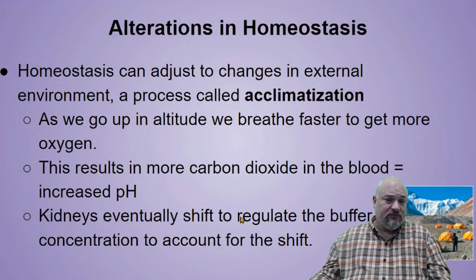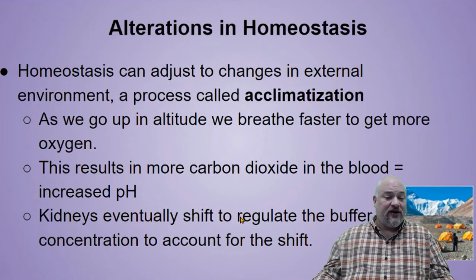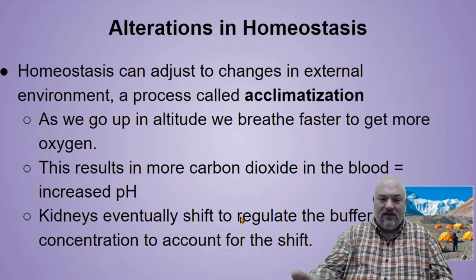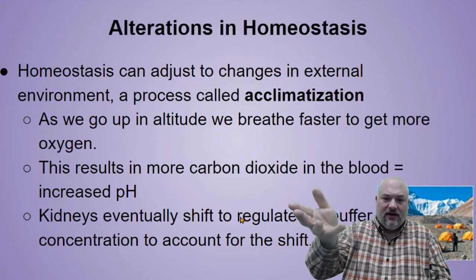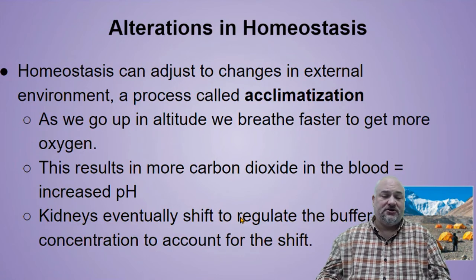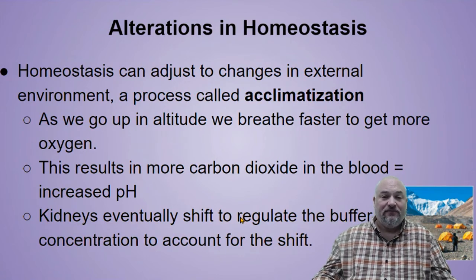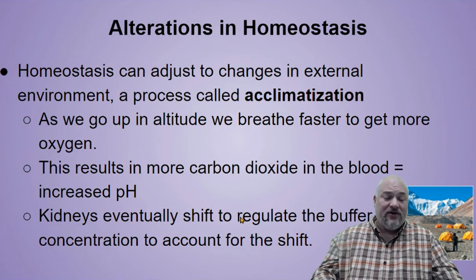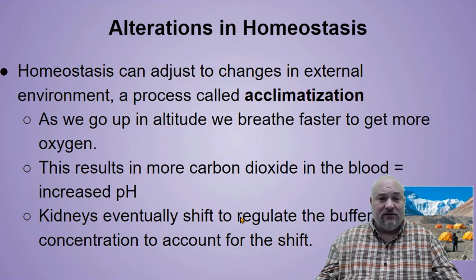We can also alter homeostasis a little bit. We can adjust to changes in the external environment, a process called acclimatization. You may have seen this with mountain climbers, right? As we go up in altitude, we breathe faster to get more oxygen. The oxygen concentrations drop, so in order to get the amount of oxygen we need, we have to start breathing faster. When we breathe faster, that results in more carbon dioxide building up in the blood, increasing blood pH.